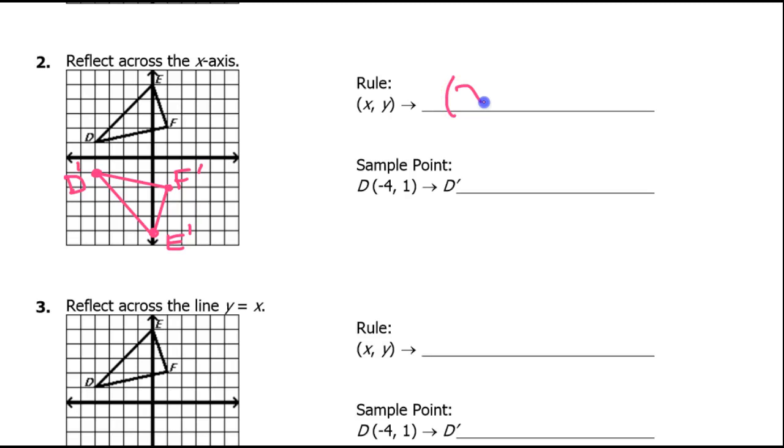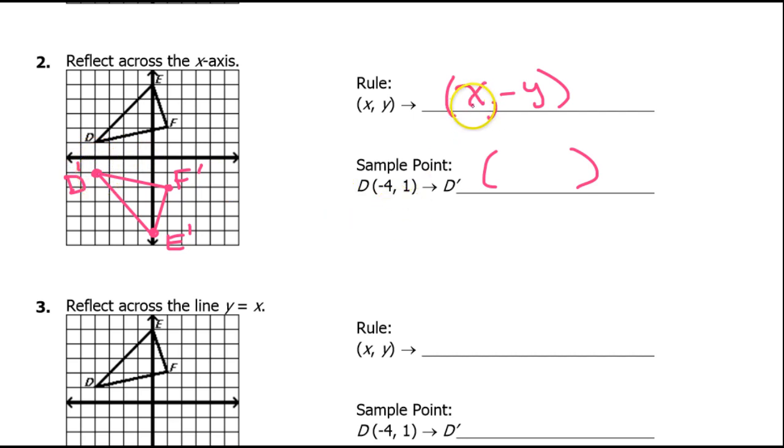So we already know this is x, opposite of y. Okay, now we can use that rule. I can look and see that the answer is going to be negative 4, negative 1. But let's use the rule instead.